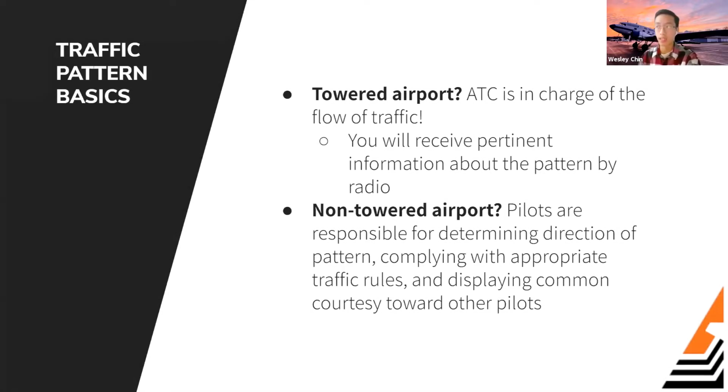Some other basics here that should be relatively familiar. So at a towered airport, air traffic control is going to be pretty much in charge of that flow of traffic. So you're going to receive pertinent information about entering the pattern, departing the pattern, all by radio. However, when we're flying to a non-towered airport like Princeton, or going into Solberg, Skylands, or anything like that, we pilots are going to be responsible for determining all this stuff. So we have to determine the traffic pattern direction. We're responsible for complying with appropriate traffic rules and, of course, displaying common courtesy towards other pilots, right?